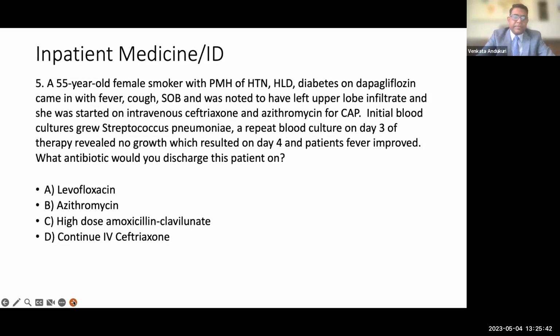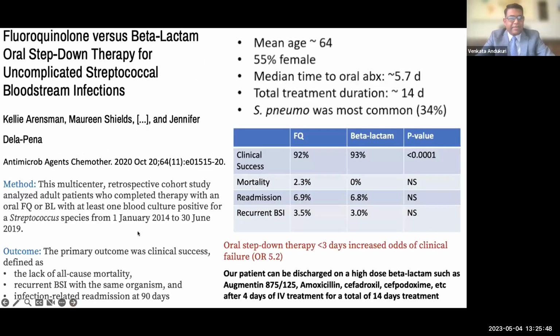All right. Let's see. High-dose amoxicillin clavulanate. Very good. So that's the right answer. Let's look at the evidence here. Fluoroquinolone versus beta-lactam oral step-down therapy for uncomplicated streptococcal bloodstream infections. This is very similar to the first study that we looked at.